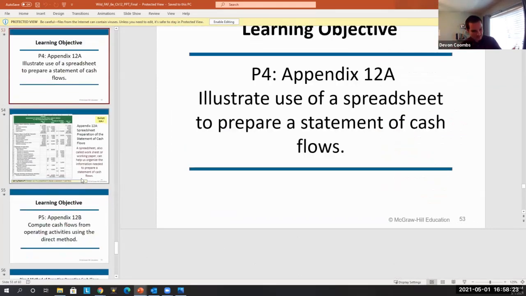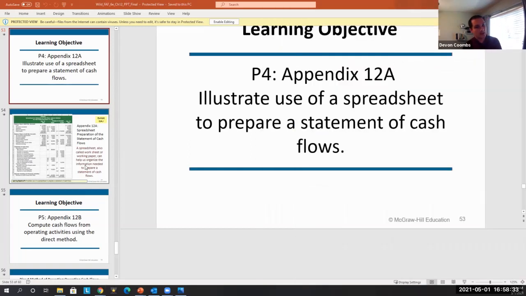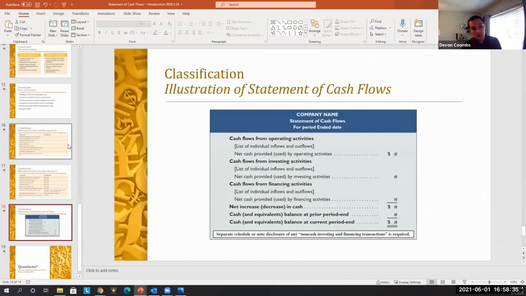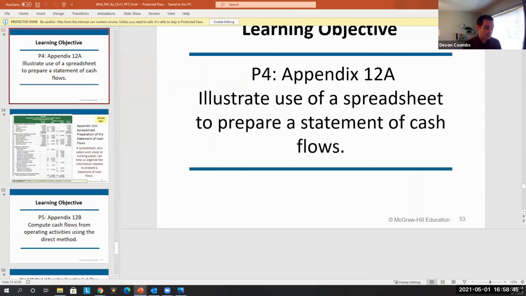Just understand the indirect method. Main takeaway: understand the indirect method, make sure you understand how to do the operating section like we did here, and understand those real key takeaways from my other slide, right? I really want to make sure you get this information. Like, how is it classified and how is it reconciled? That's really it for the statement of cash flows. It's really going to be a practice thing.